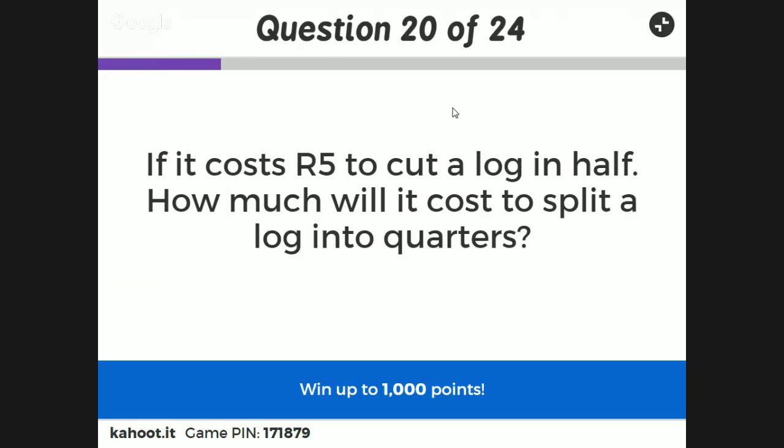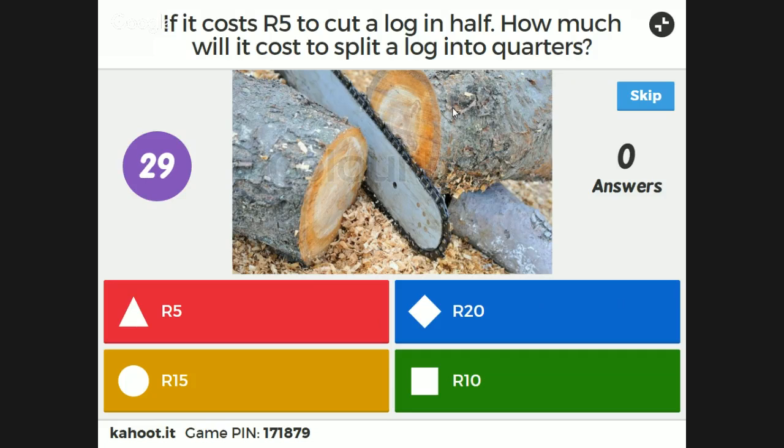Right. If it costs £5 to cut a log in half, how much will it cost to split the log into quarters?